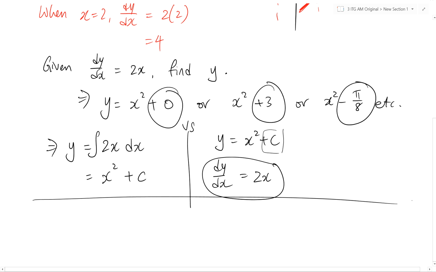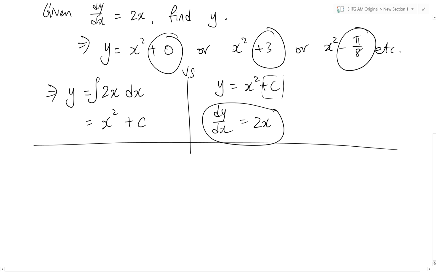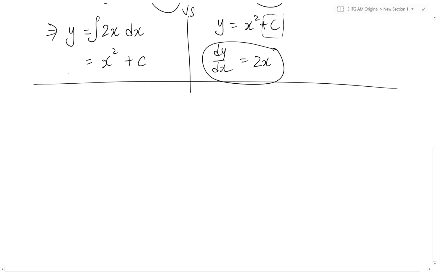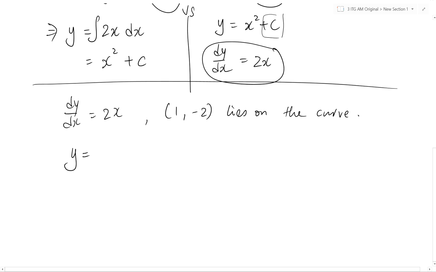Now in some questions, you are given extra information. For example, they will tell you that dy over dx equals 2x, and they also tell you that the point (1, -2) lies on the curve. So find y. Let us write straight away that y is the integration of 2x with respect to x.